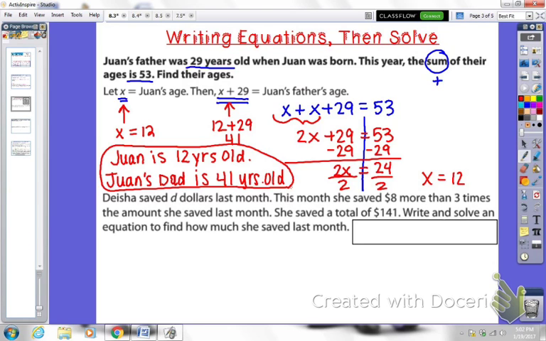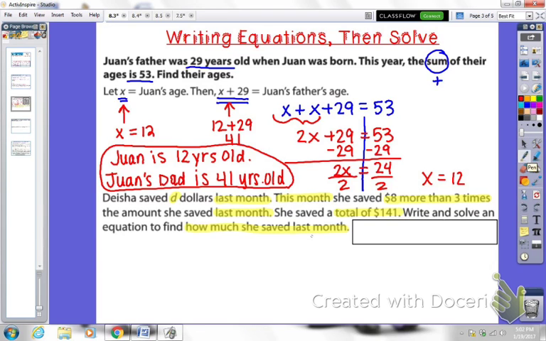All right, the next word problem. Let's highlight some key things in this one. Deisha saved D dollars last month. This month, she saved 8 more than 3 times the amount she saved last month. We have a total of $141. So we need to write and solve an equation to find out how much she saved last month.